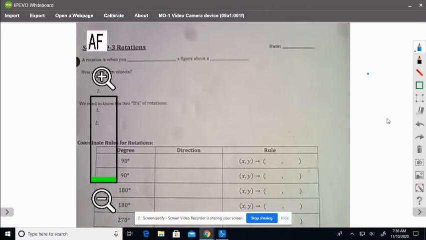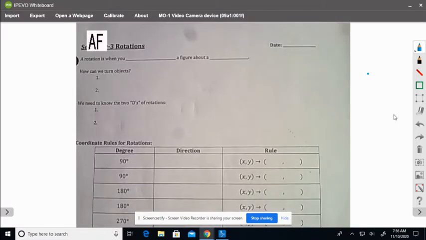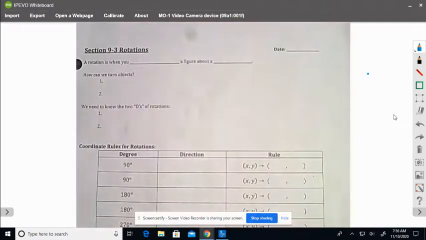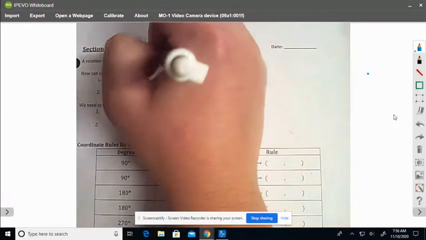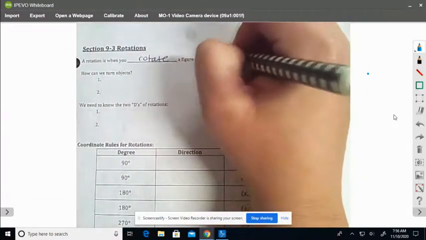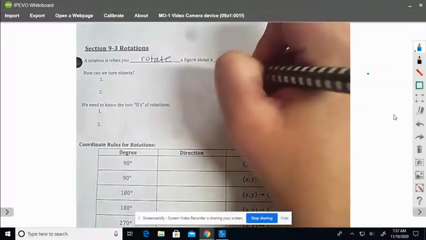So today we are going to talk about rotations. A rotation is our third transformation. A rotation is when you rotate a figure about a point. A lot of times we do this about the origin.